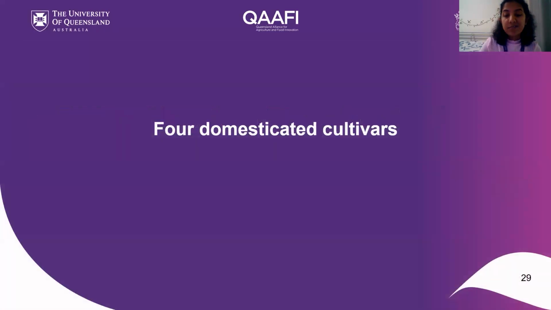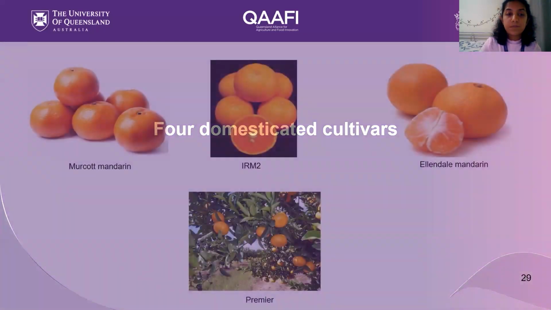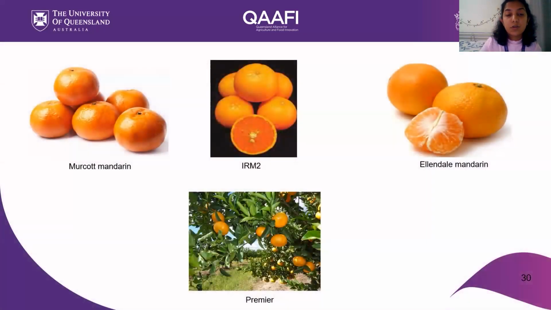And let's talk about the 4 domesticated cultivars a little bit then. So we have Murcott. Murcott is the main mandarin variety for export in Australia. It's very popular in Asia because of its large size, smooth skin, and high sugar levels. IMB2 is a mutation derived from Murcott, and it has also been an important export variety in Australia. It has many good characteristics compared to Murcott.